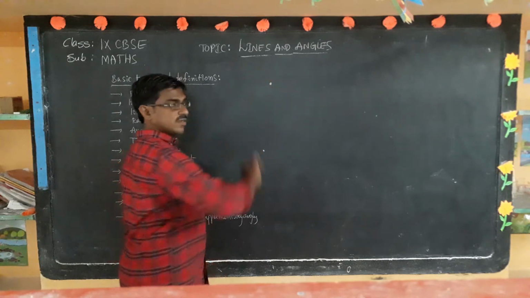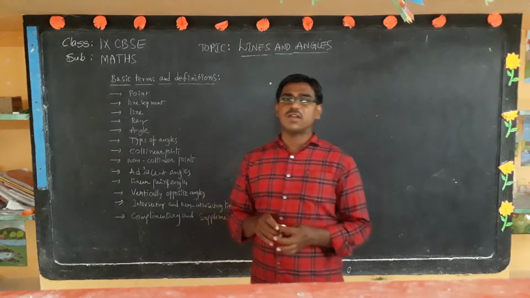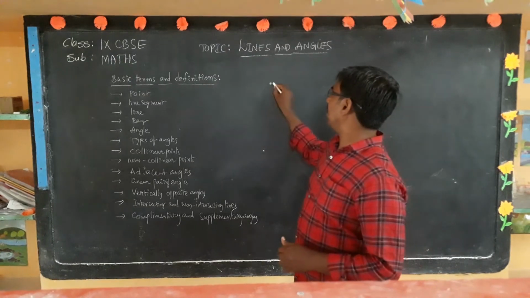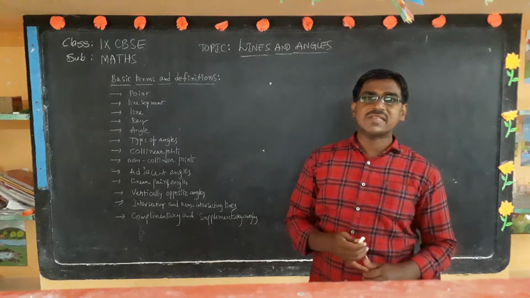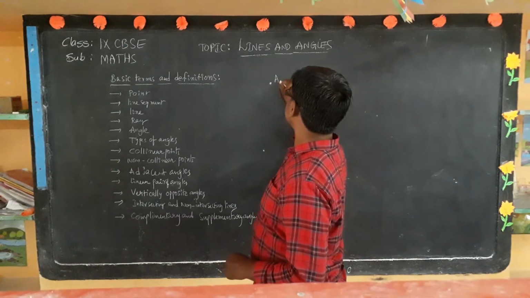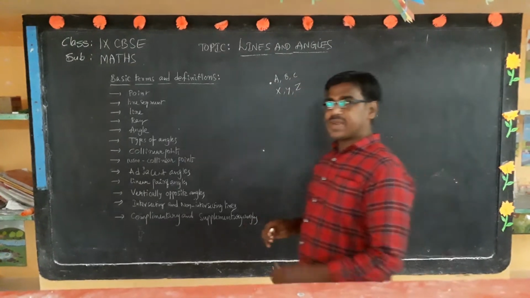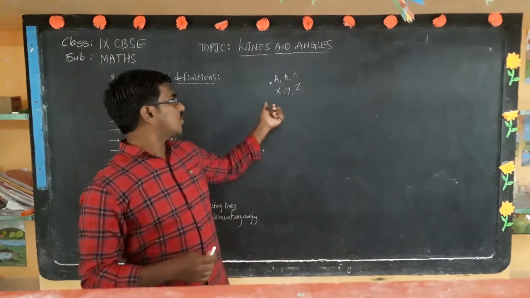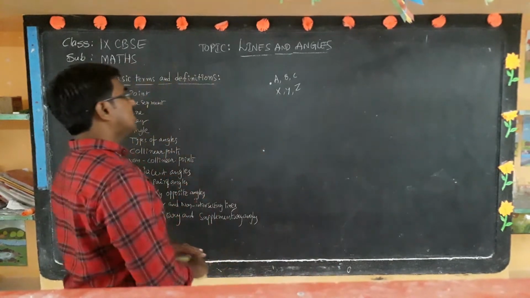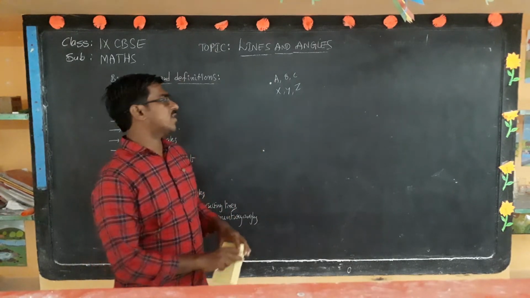How can you describe a point? A point is nothing but a dot. It has no dimensions. We use capital letters such as A, B, C, and X, Y, Z, etc. to denote points. So a point is a dot with no dimensions, and we use capital letters for representing it.